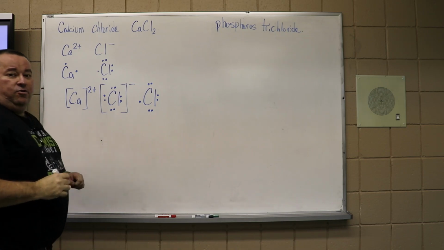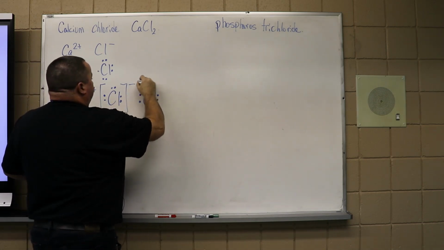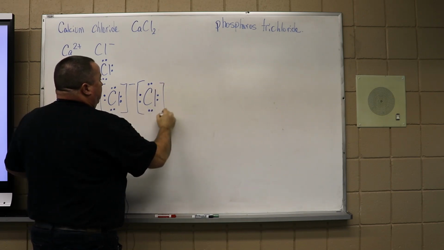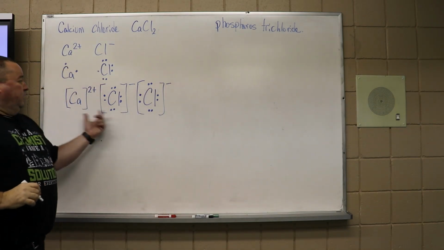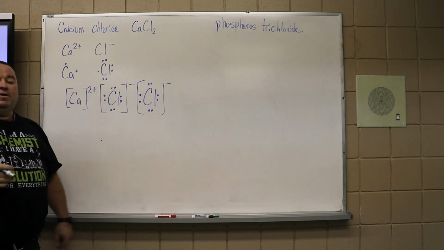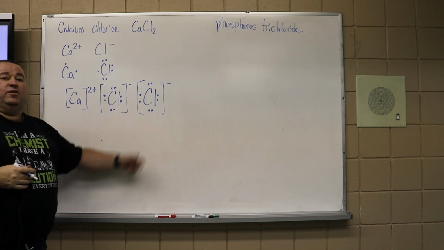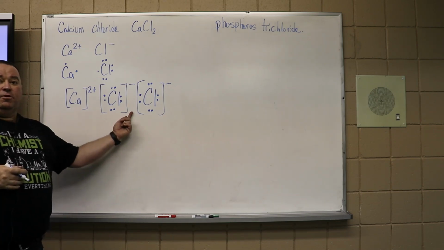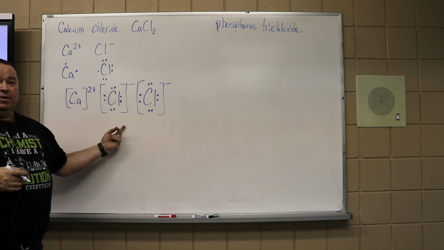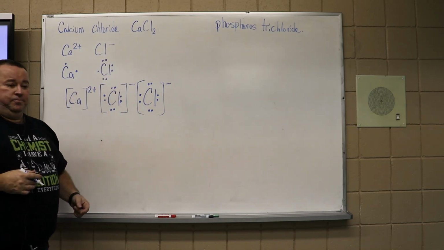There's my second chlorine. It receives a second electron from the calcium and also forms a 1 negative ion. Now, the exact arrangement doesn't matter here, but you must show every single ion that forms. You can't put a 2 subscript, for example, like you would in a formula. You have to show the 2 chloride ions separately.